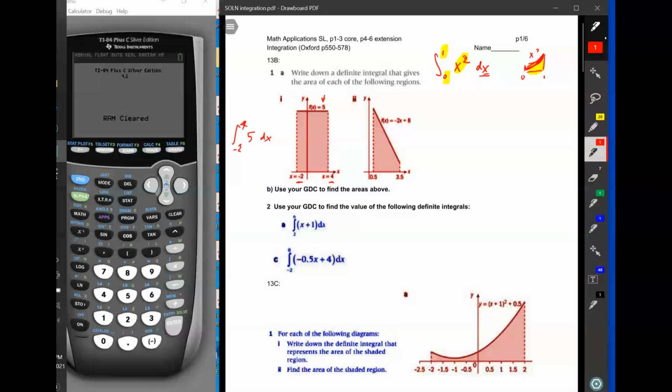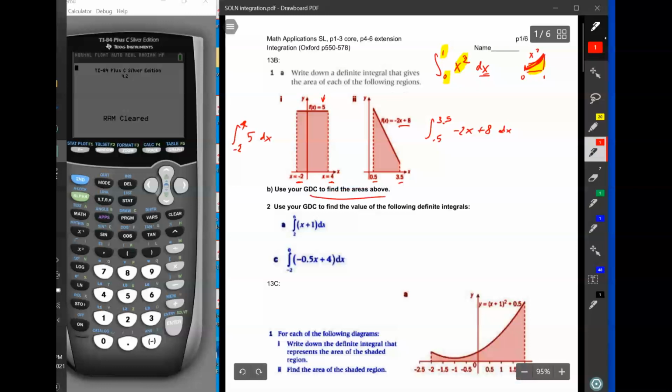And for this other one, the left edge is 0.5 and the right edge is 3.5. So we'll put 0.5 and 3.5 for the bottom and the top. And then the function is just going to be the top curve here. In this case, it's a straight diagonal line, -2x plus 8. And then we end the sentence with dx. Then we're going to use the GDC to find the areas above.